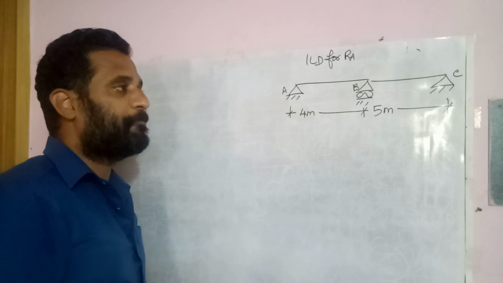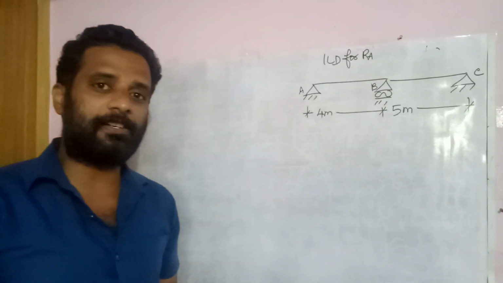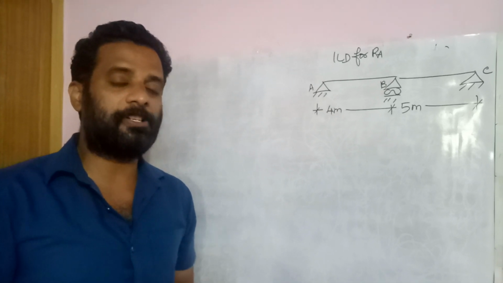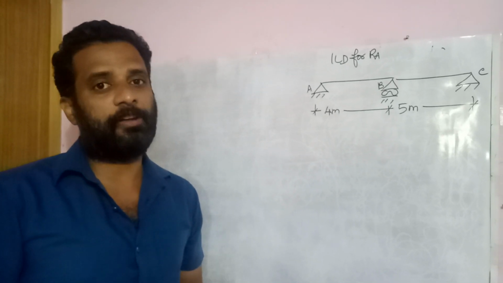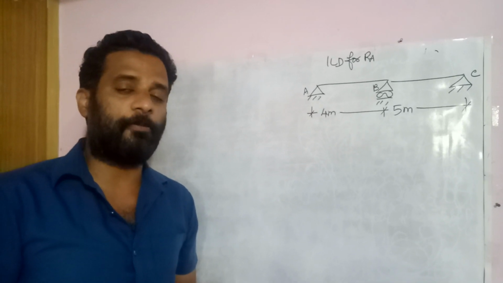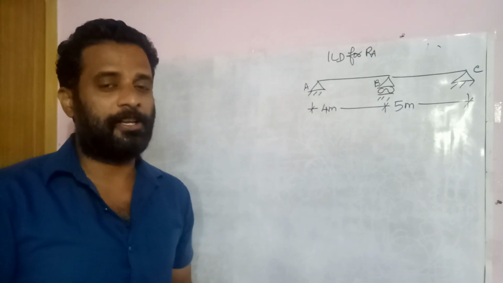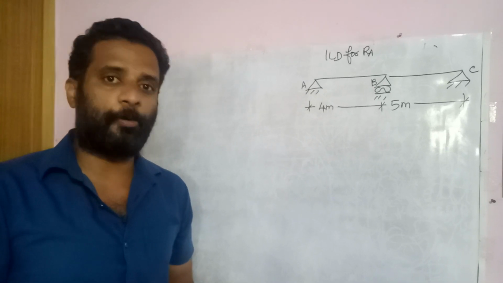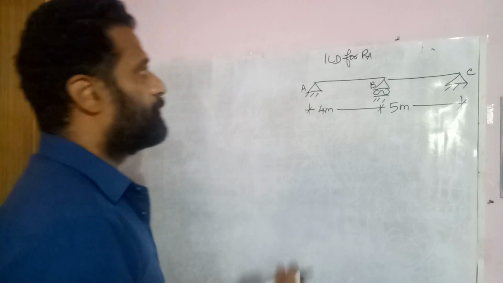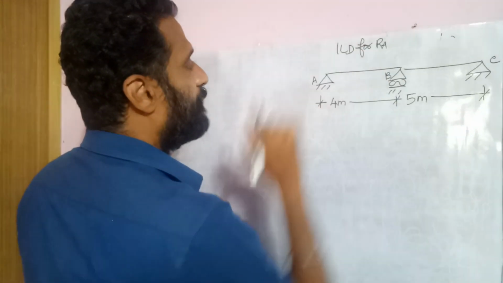In this type of problems, they only ask for any one response. In the previous problems we have seen, we had to measure all the responses, reactions, moments, shear force, all the things. But in this type of indeterminate structures, for the university problems, they'll ask only any one response, either it is RA, RB, RC, or moment or shear force, any one response. That will be the great thing to solve. So we need to calculate the ILD for reactions.